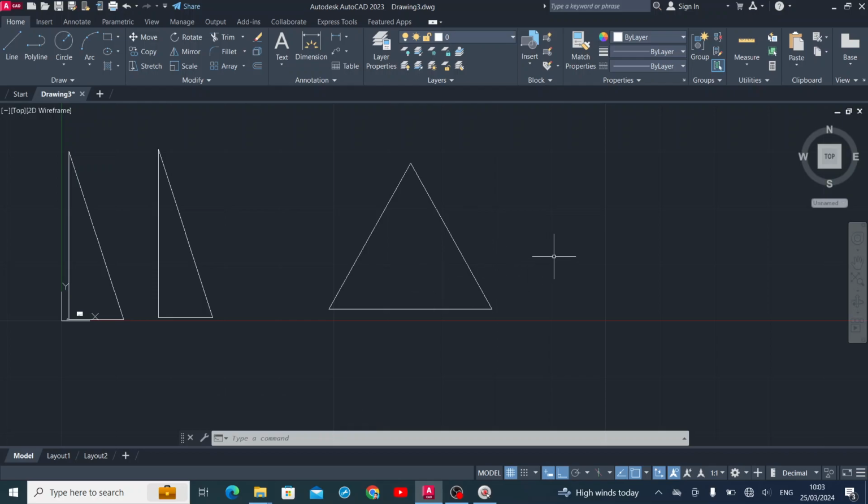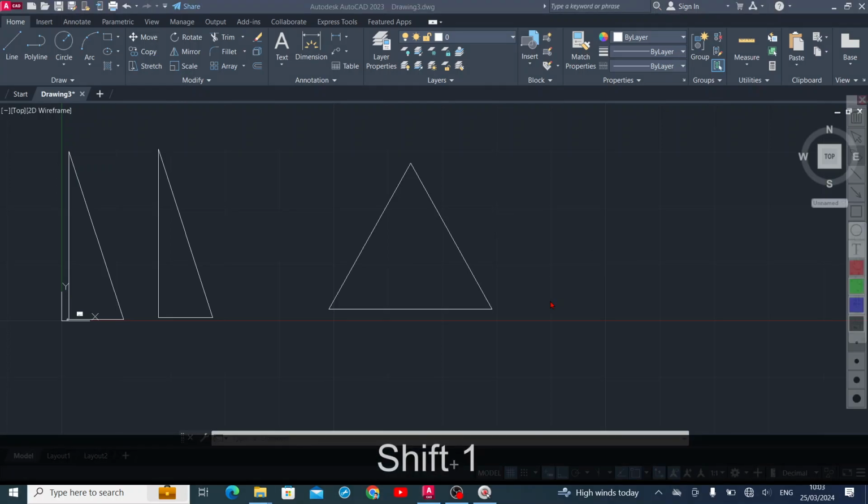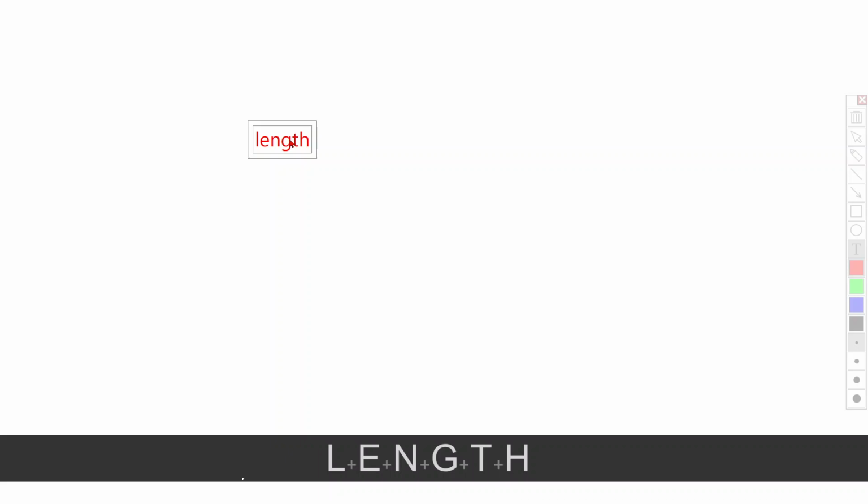So I will repeat. The syntax for angular input is length, L-E-N-G-T-H, length, shift comma, which is nothing but this, and angle. So this is the format you have to input for angular input.